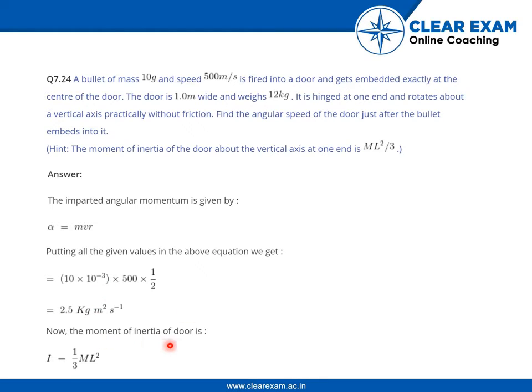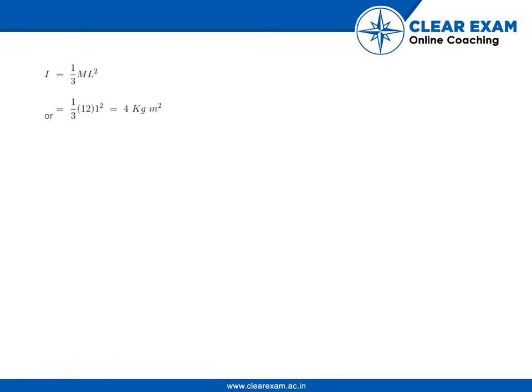Now the moment of inertia of the door is I equals 1 by 3 ml square. So if we put the value of m and l here, we get I to be 4 kg meter square. Also, alpha equals I omega. That means omega becomes alpha by I. We know the value of I, we know the value of alpha. So putting this, we get the value of omega, which is 0.625 radian per second.